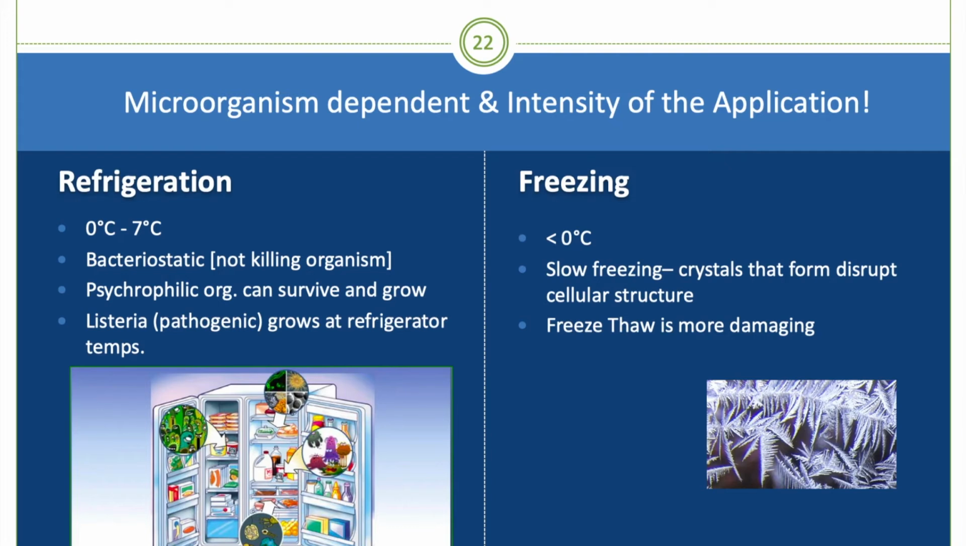If we use refrigeration, you're talking about 0 to 7 degrees, it's going to stop the growth of the microorganism, but it's not going to kill the microorganism. So it's bacteriostatic. Examples of organisms like the psychrophiles are able to survive at this temperature, and over a longer period of time, they will eventually cause food spoilage. Then there is freezing, that's below 0 degrees.